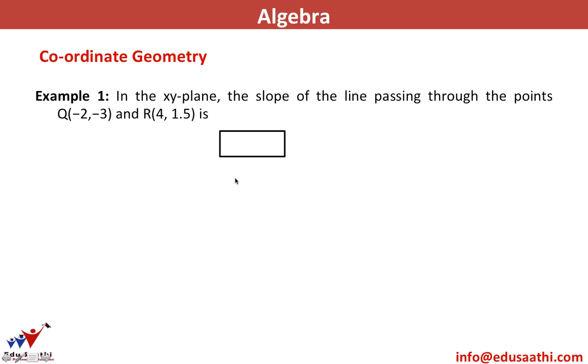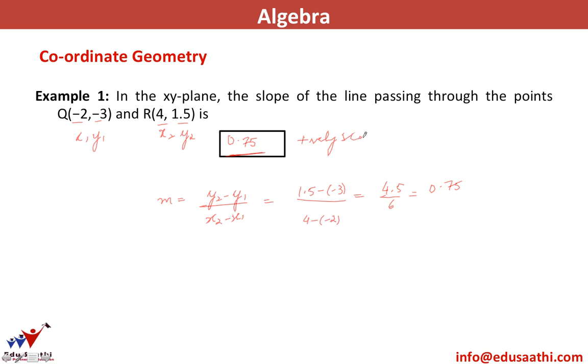Now let's look at some examples based upon coordinate geometry. The first example is: in an xy plane, the slope of the line passing through the points (-2, 3) and (4, 1.5) is. That is the question that we have. So this is x1, y1 and this is x2, y2. The slope of the line would be given by change in y coordinates over change in x coordinates. So it will be 1.5 minus 3 over 4 minus (-2). So this will be -4.5 over 6, which comes out to be -0.75. So the slope of the line is -0.75, a negatively sloped line.